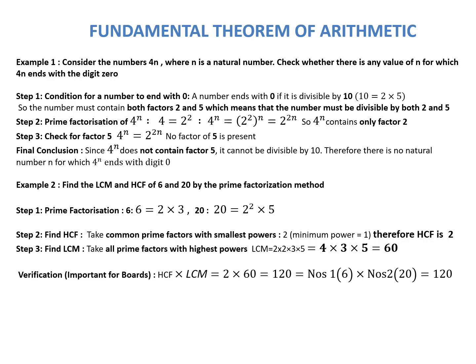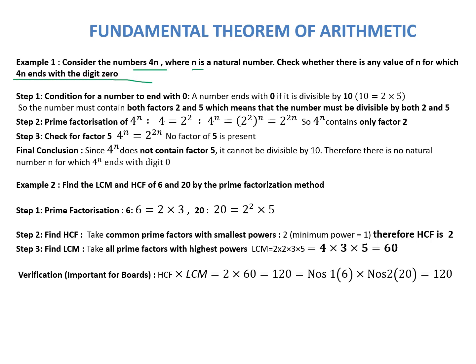Okay, now we are going to understand the concept of the fundamental theorem of arithmetic with the help of a quick example. We are considering a number 4^n, where n is a natural number. We have to check whether there is any value of n for which 4^n ends with the digit 0.